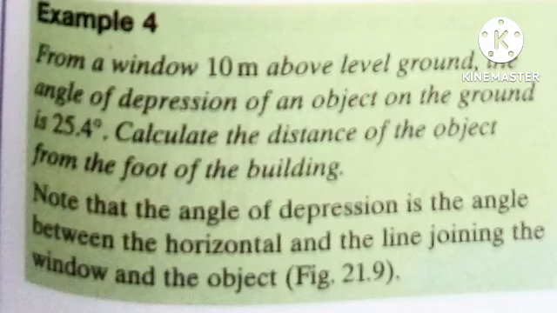Now, we have this as example 4. From a window 10 meters above level ground, the angle of depression of an object on the ground is 25.4 degrees. Calculate the distance of the object from the foot of the building. Now in this case, note that the angle of depression is the angle between the horizontal and the line joining the window and the object.